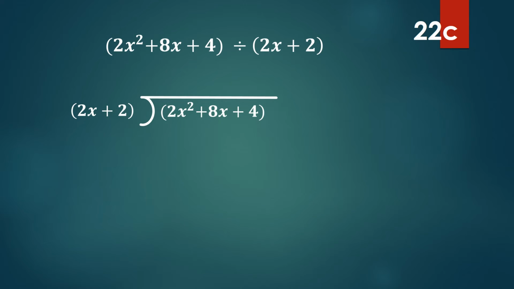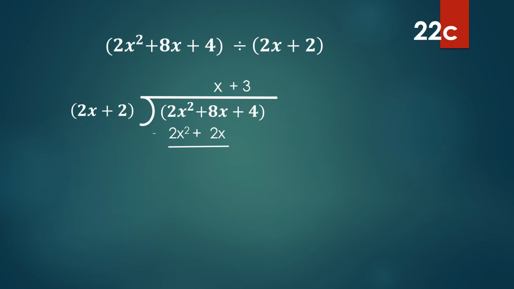What do you multiply 2x by to give you 2x squared? The answer is x. Multiply that x by each term in your divisor. X times 2x gives you 2x squared. X times 2 gives you 2x. Subtract these terms. 2x squared minus 2x squared is 0. 8x minus 2x is 6x.